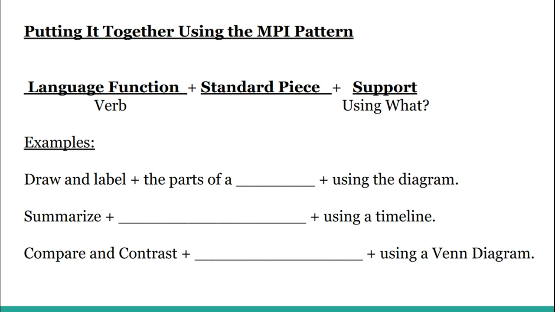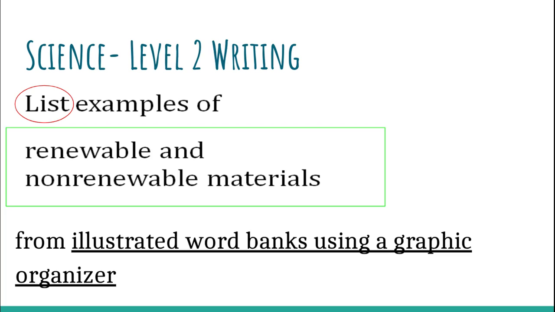So let's put it all together using the MPI pattern. As you can see, this slide provides a template for easy use when creating MPIs in lesson planning. This is an example of a content standard pulled from third grade standards using renewable and non-renewable materials. This student reflects a writing level of 2. The MPI is asking the student to list examples and provides the support of illustrated word banks.